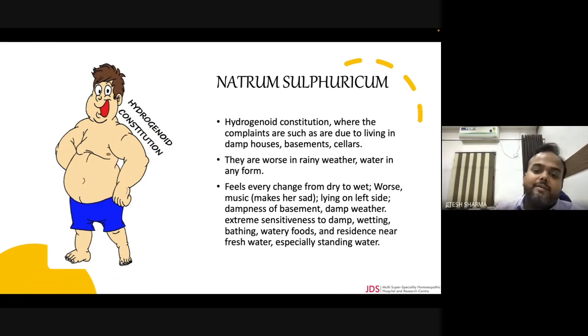They lie on the left side. They are worse from dampness of basement, damp weather, extremely sensitive to damp, wet bathing, watery foods, and residents near fresh water, especially standing water. So the people who are living next to a nala or canals, where there is no flow in the water, you can definitely think of natrum sulf if they complain of anything.